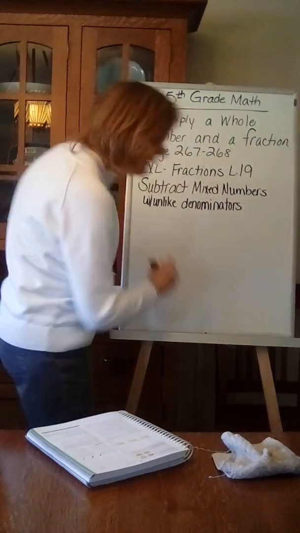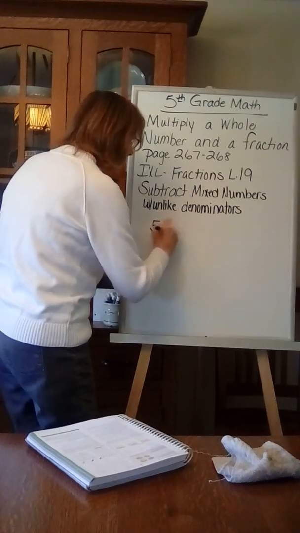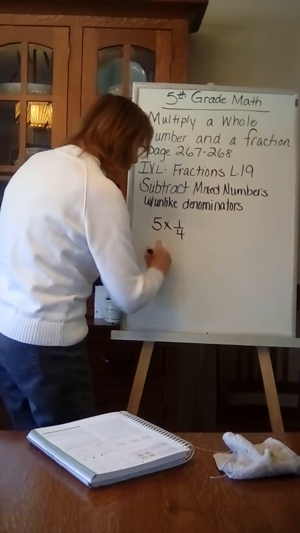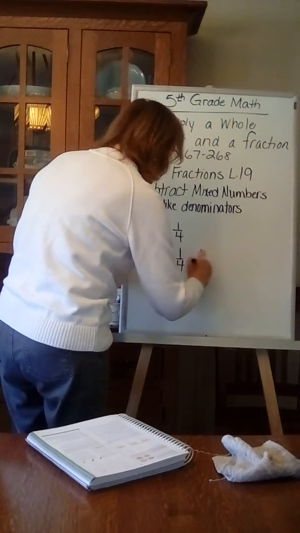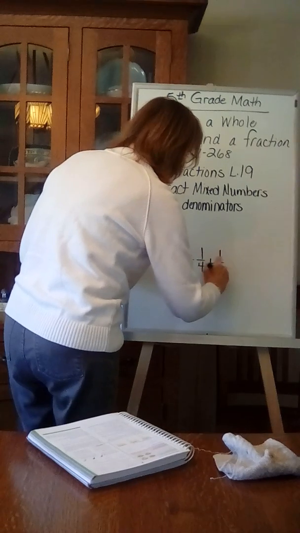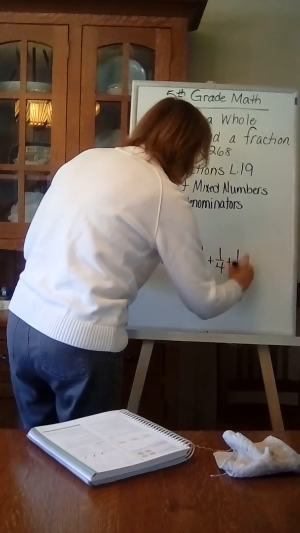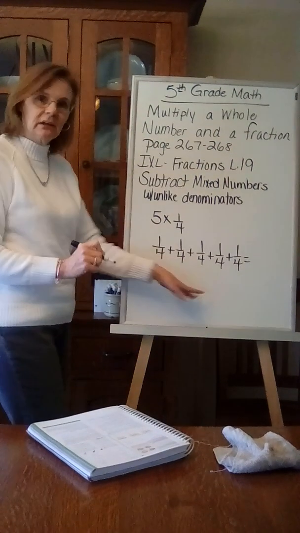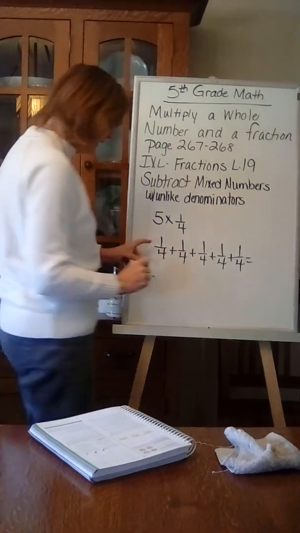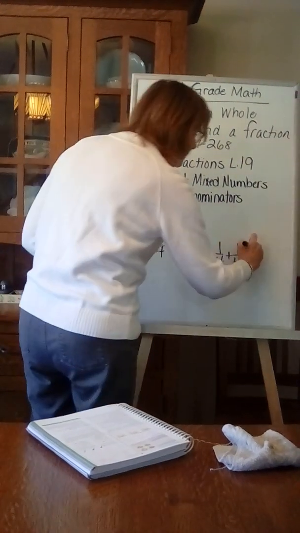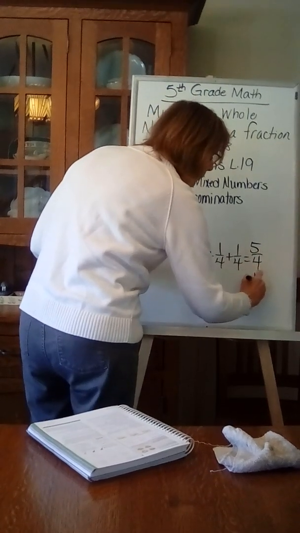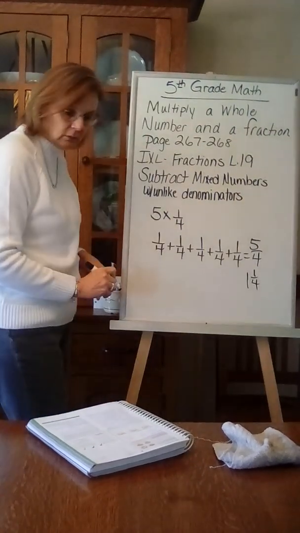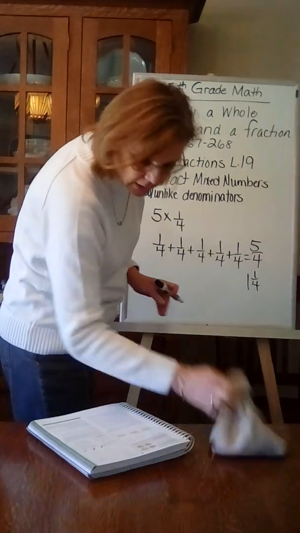Number 3 is 5 times 1/4, 1/4, 1/4, 1/4, 1/4, and 1/4. Repeated addition. That's this section of the lesson. 1, 2, 3, 4, 5. 5 fourths. I got to make it proper. 1 and 1/4. All right.